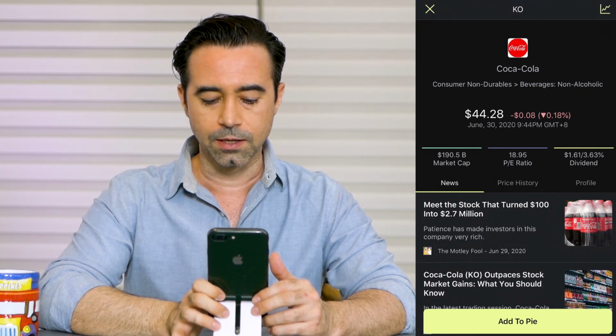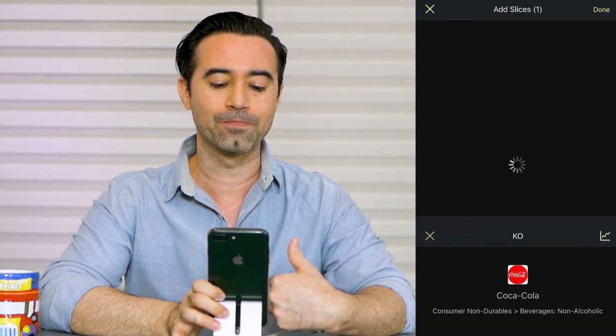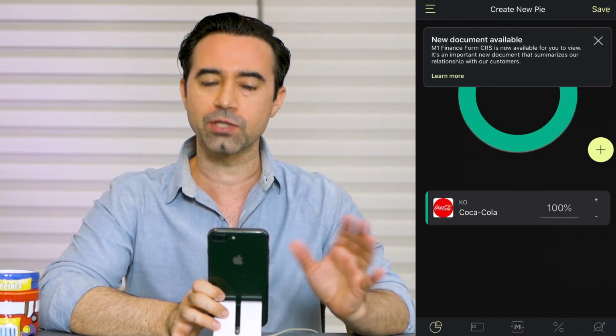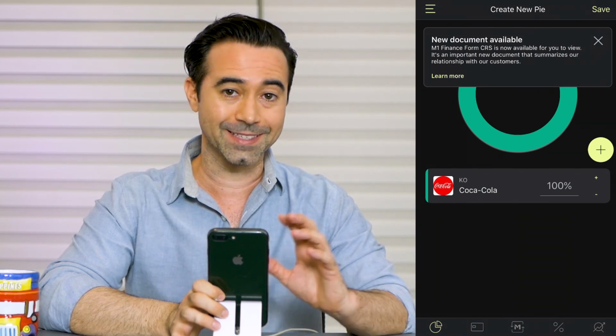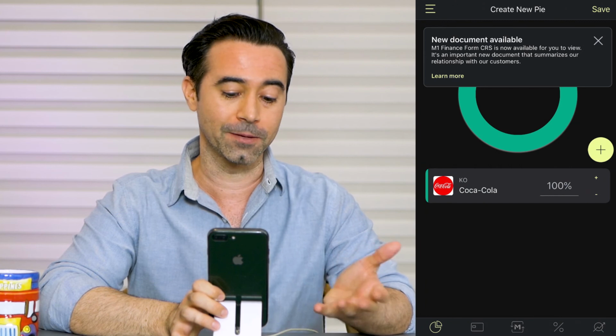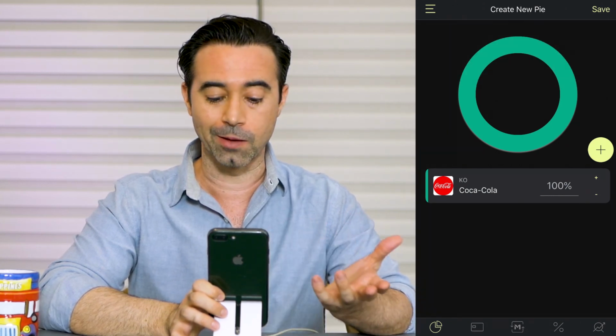Of course, 100% of my money is gonna go into Coca-Cola when I add money to the account, but I'm gonna be changing this around anyway. So just remember, if you add money to this account, it's going to go directly into whatever you put it into. So for me, it's gonna go into Coca-Cola, but I'm going to try to change my pie around before that happens.